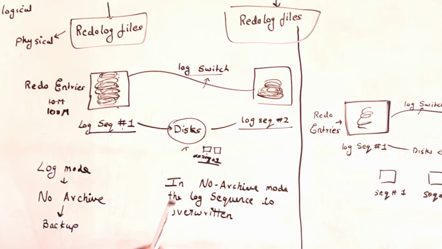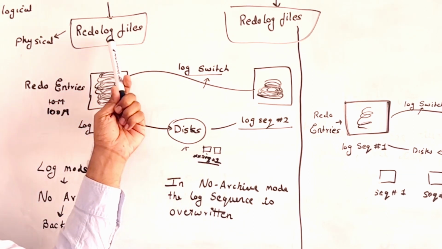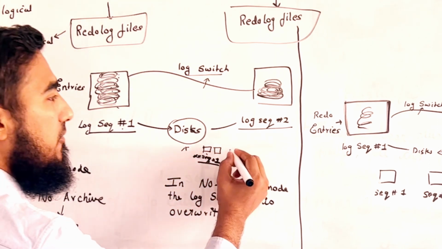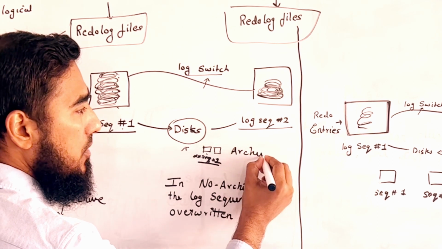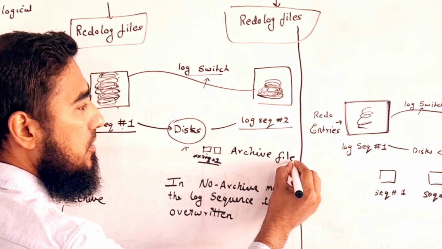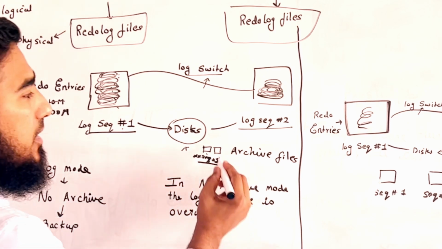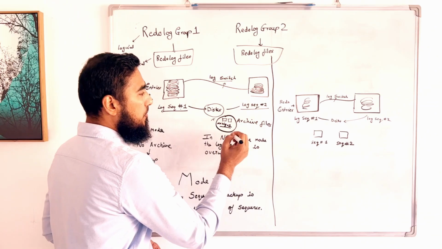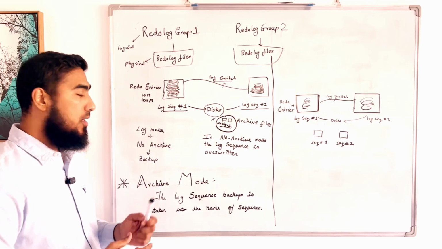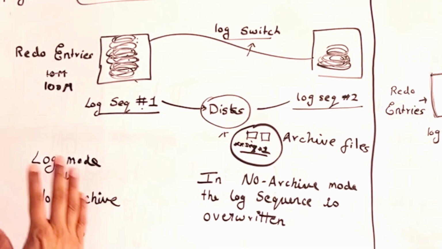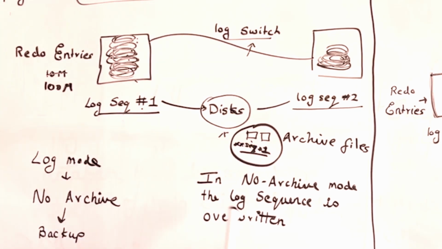Now, what is this file? What are we calling this file? Because we know these are redo log files and this is a redo log group. This file is your archive log, or archive files. So you have this archive file, which is optional. We will see it in our upcoming session: log mode, no archive, backup. Now keep this aside and let us first focus over here.